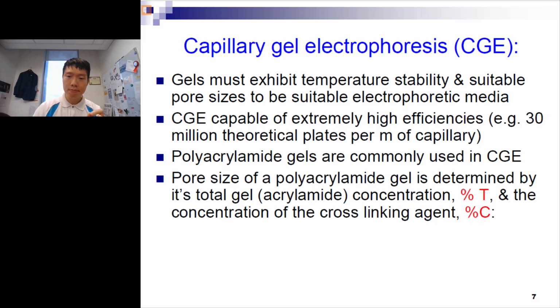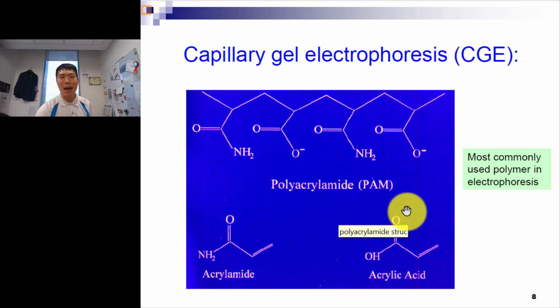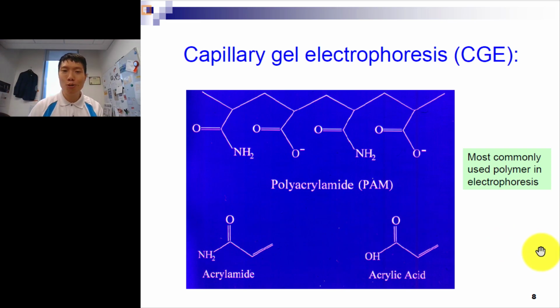Okay, to understand. Now, these are just some structures of the polyacrylamide gel, and below are the structures of the monomers, the acrylic acid and the acrylamide put together. You have alternating monomers. You have the polyacrylamide, PAM, most commonly used in electrophoresis.